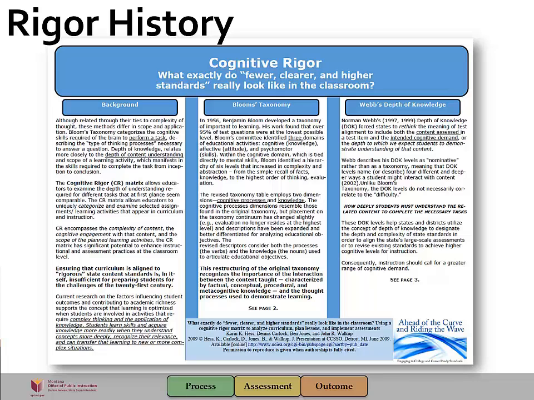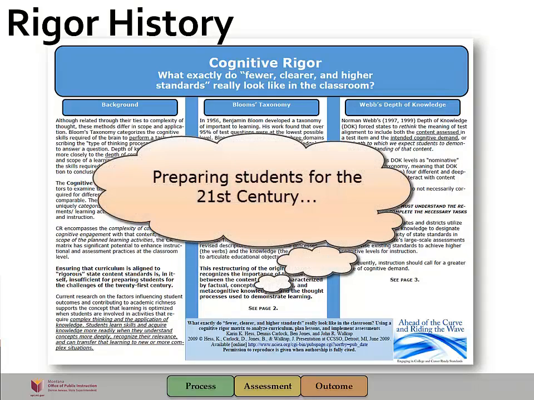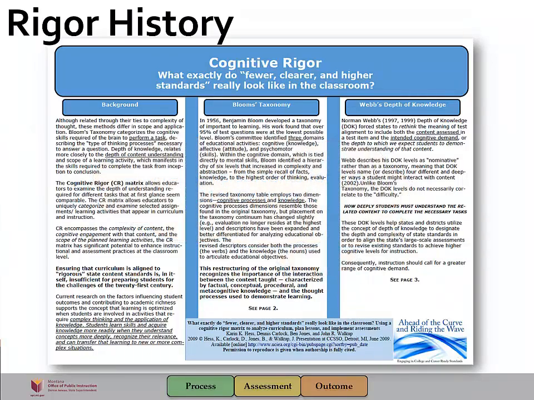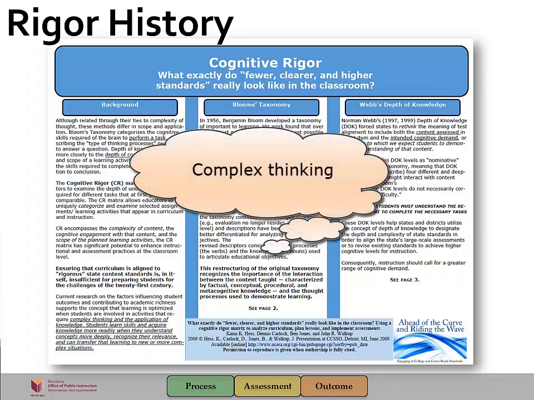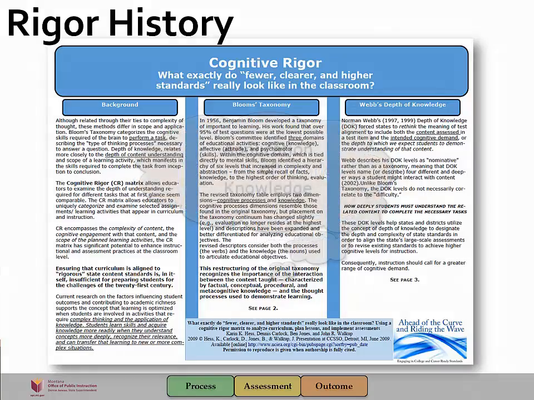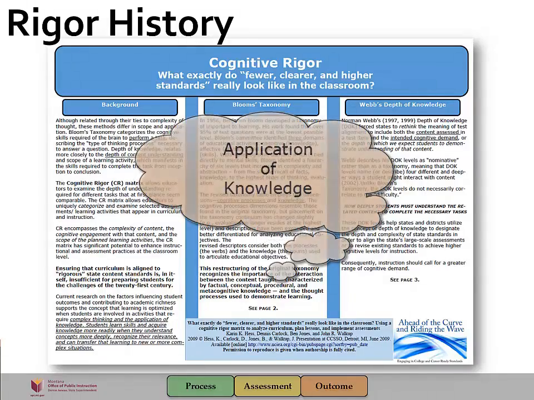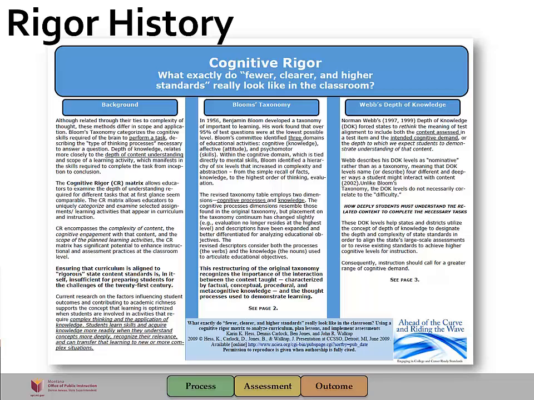Ensuring that the curriculum is aligned to rigorous state content standards is in itself insufficient for preparing students for the challenges of the 21st century. Current research on the factors influencing student outcomes and contributing to academic richness supports the concept that learning is optimized when students are involved in activities that require complex thinking and the application of knowledge. Students learn skills and acquire knowledge more readily when they understand concepts more deeply, recognize their relevance, and can transfer that learning to a newer or more complex situation.